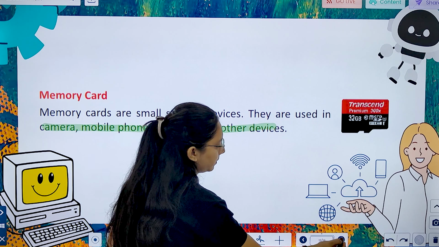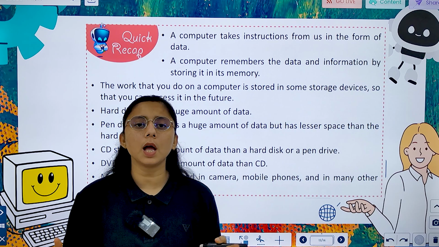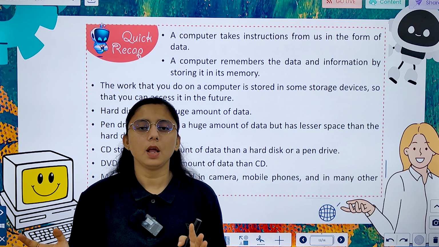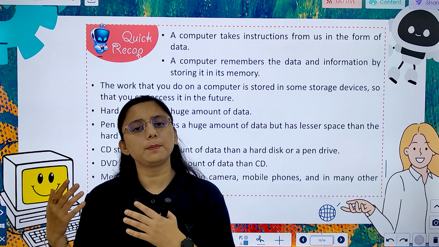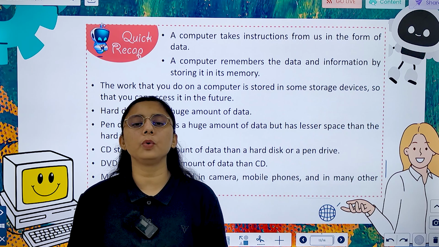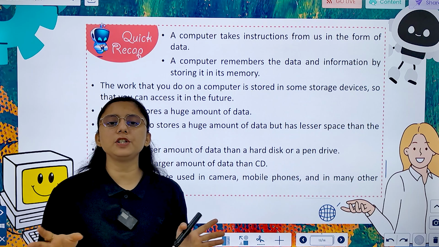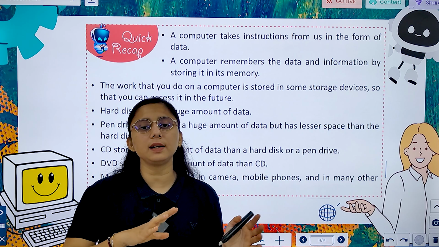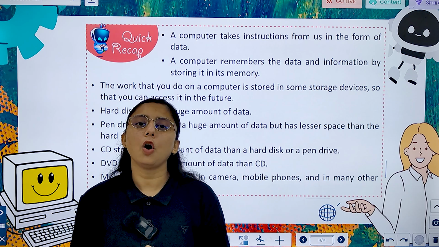Now, our chapter has been completed. In this chapter, I have told you about how a computer works. It works on the IPO cycle. You give instruction input to the computer, it processes it, and it gives you output in the form of information. Then I differentiated between data and information. Data is unorganized, and information is organized.